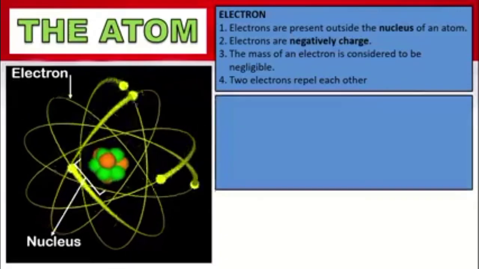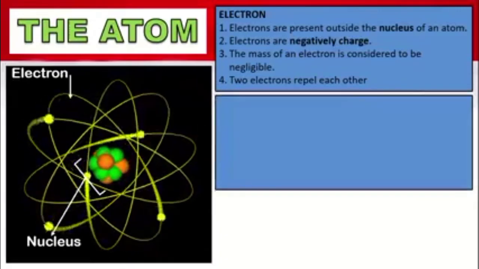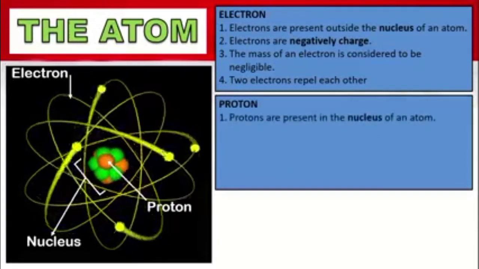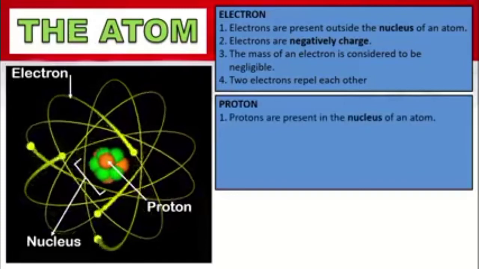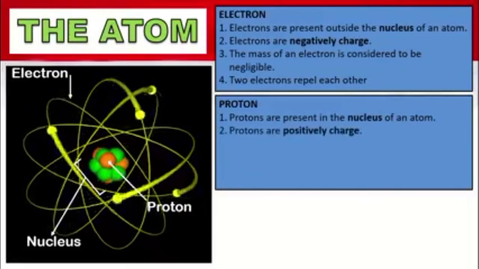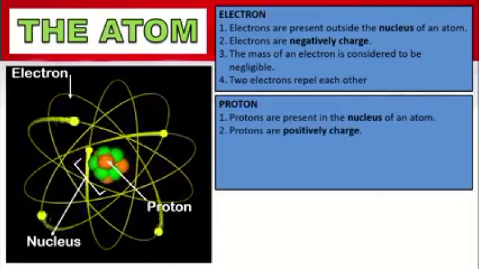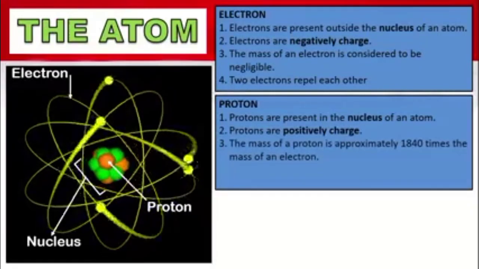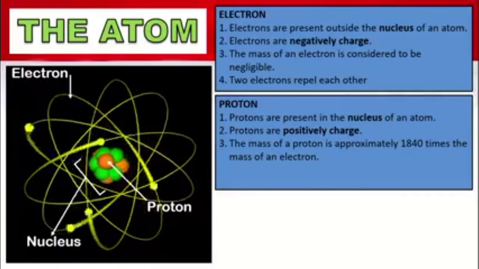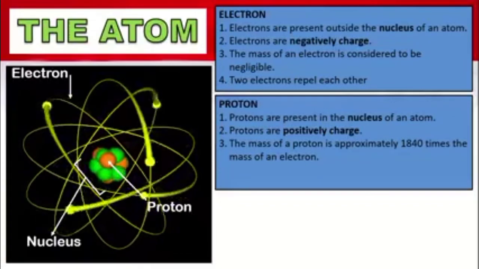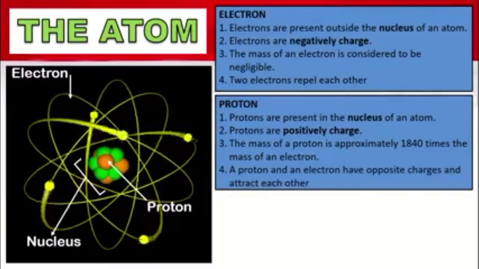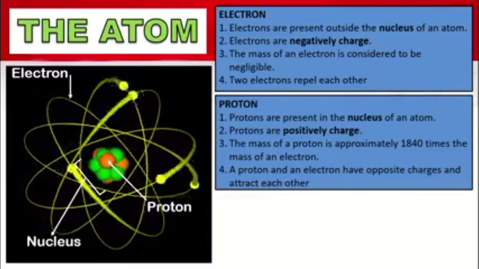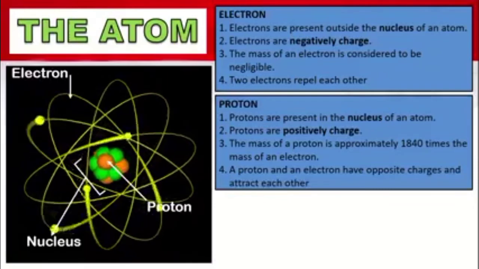Next, we have the protons. Protons are present in the nucleus of an atom. Protons are positively charged. The mass of a proton is approximately 1,840 times the mass of an electron. And a proton and an electron have opposite charges and they attract each other.